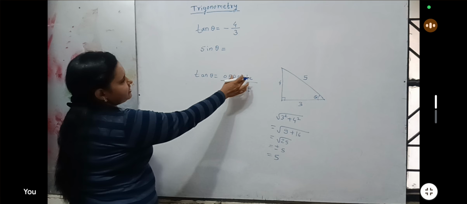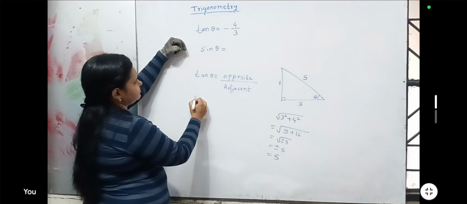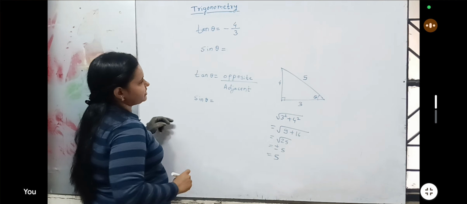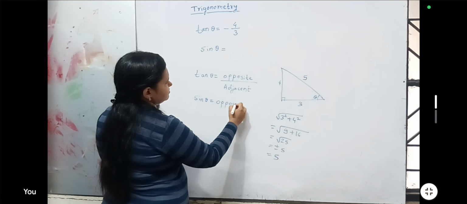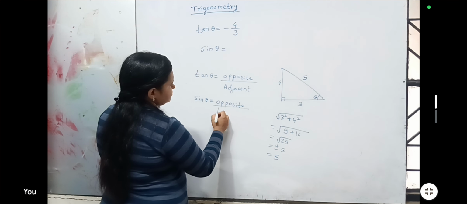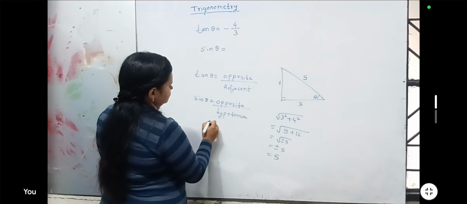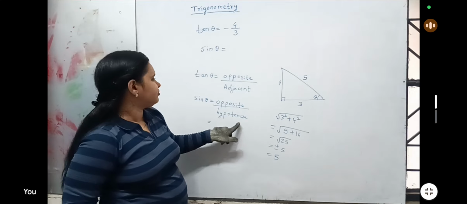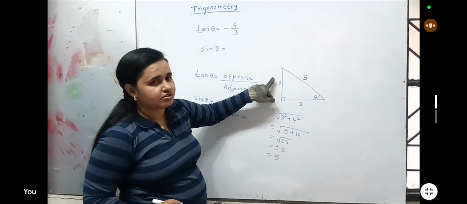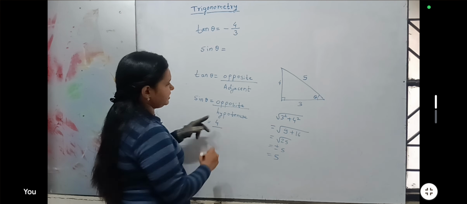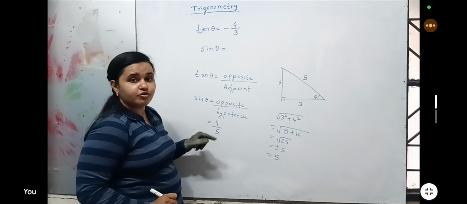So tan theta is opposite upon adjacent. So what is sin theta now? Sin theta is opposite upon hypotenuse. The opposite side is 4 and the hypotenuse we have calculated as 5. So it will be 4 upon 5.